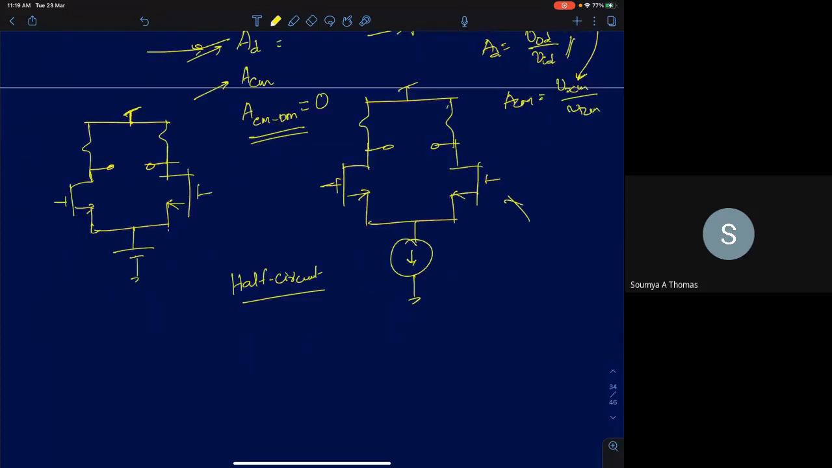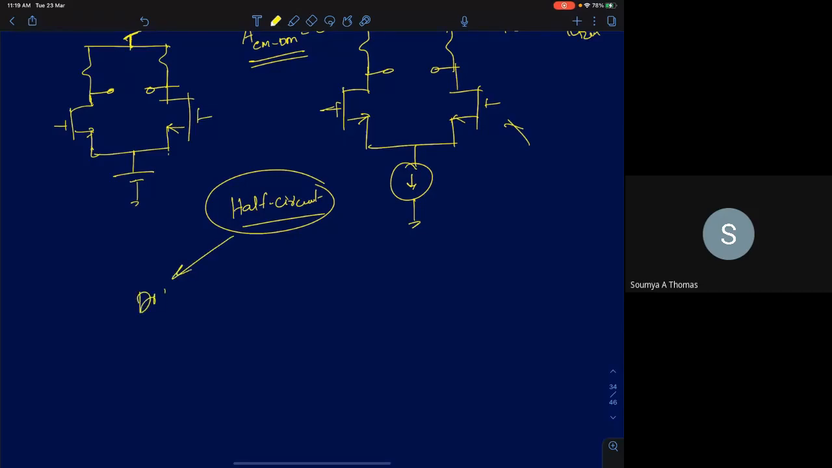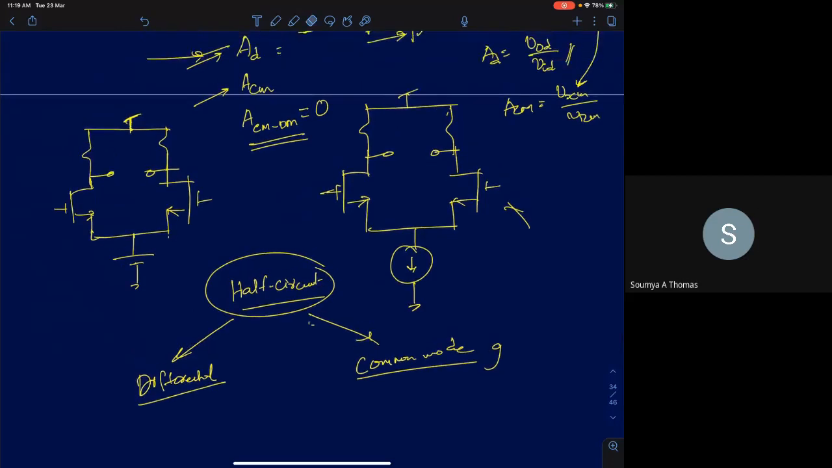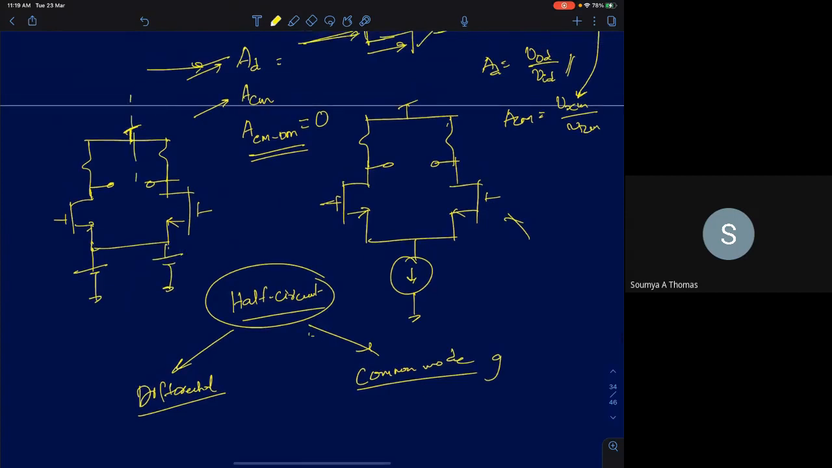We said there are two different half circuits. You have one half circuit for differential gain, and one half circuit for common mode gain. So first, what was the method by which we drew the half circuit? We said take any differential amplifier circuit, split it into equal identical circuits, and then draw an axis of symmetry.